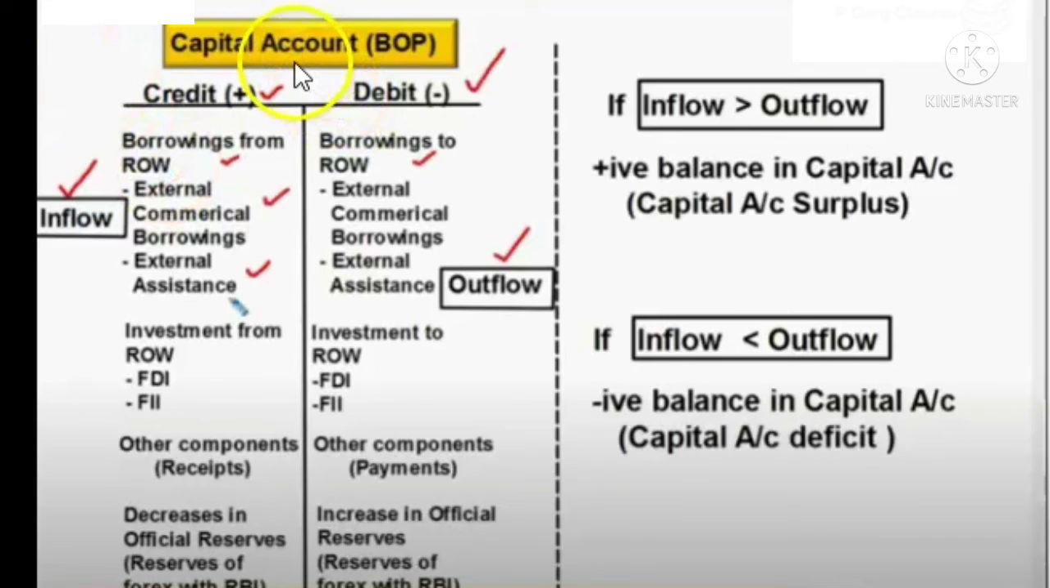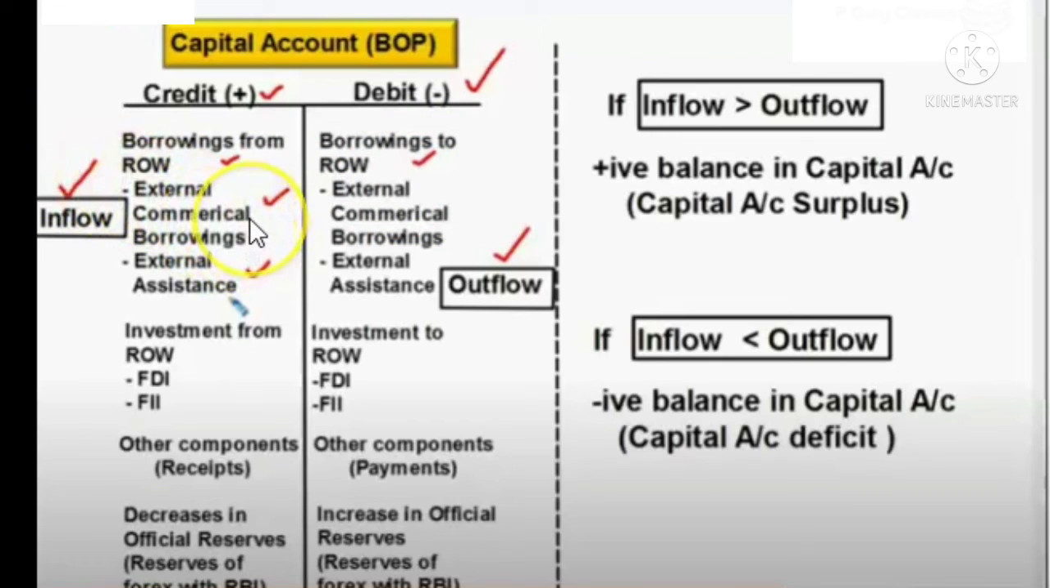So let's see under the capital account of balance of payment, we are seeing the borrowing from abroad, from the rest of the world, and we are calculating it under the credit side, that is an inflow of currency. Then in the borrowing to the rest of the world, we are lending, they are borrowing from us, so it's an outflow of our currency, so that's known as outflow.